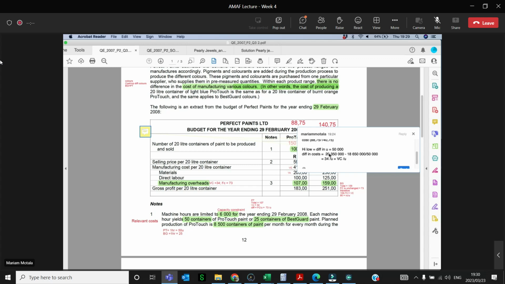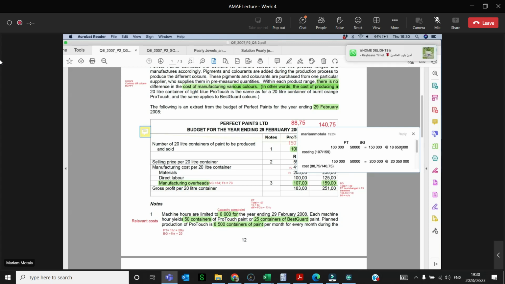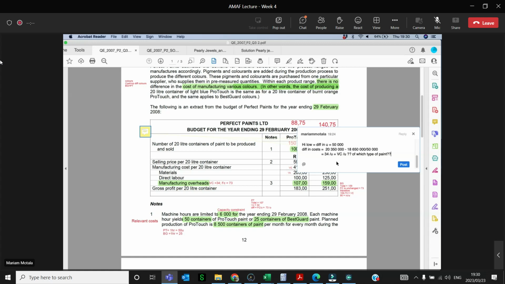Now, my question to you is, variable cost of which type of paint? Which type of paint? If you're looking at the difference in units and the difference in cost, which type of paint is this and why did I write there that it's of a specific type of paint? Anyone? I see a hand up, Mariam. Yes. Please, can you unmute yourself?